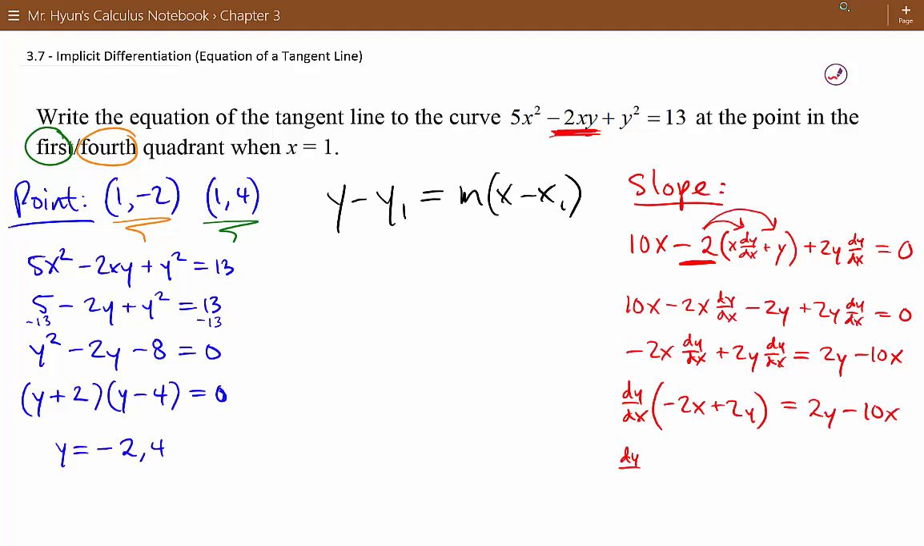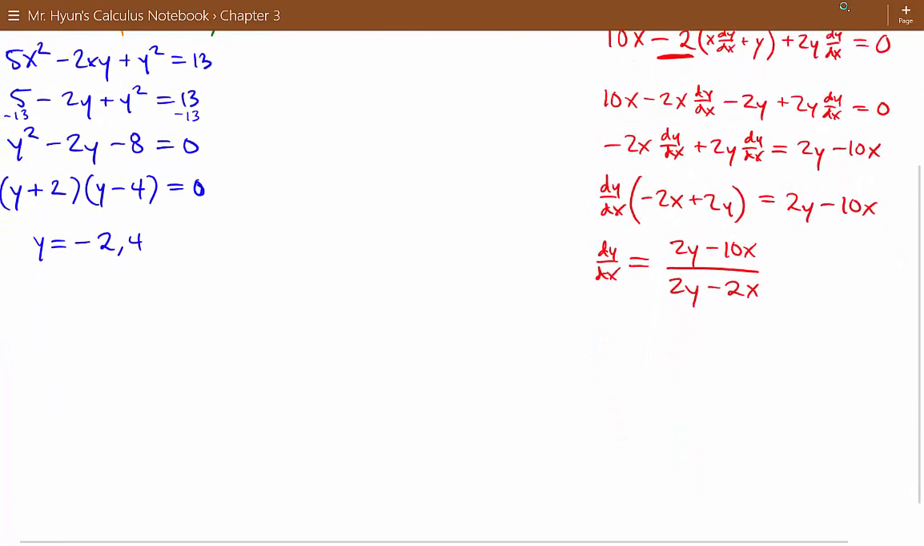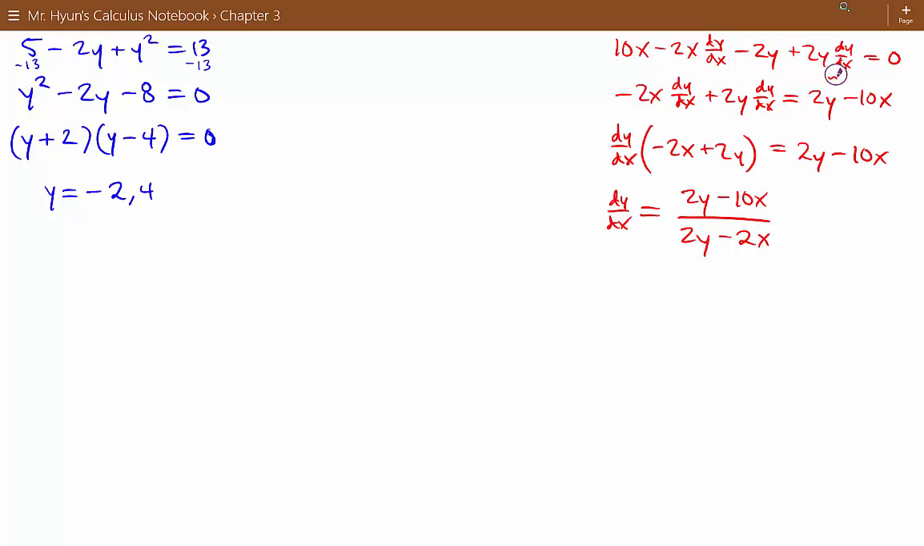And then dy dx is going to be equal to 2y minus 10x over, for the denominator, switching the order of these terms, 2y minus 2x. Now, please do not oversimplify this derivative, because if you try canceling out the two y's, or if you try canceling out the x's, that's algebraically incorrect. The only thing I would do to simplify, if you want to, is to factor out a 2, since all of these terms are even, and get y minus 5x over y minus x. This is the derivative, which tells us all the slopes on our graph.